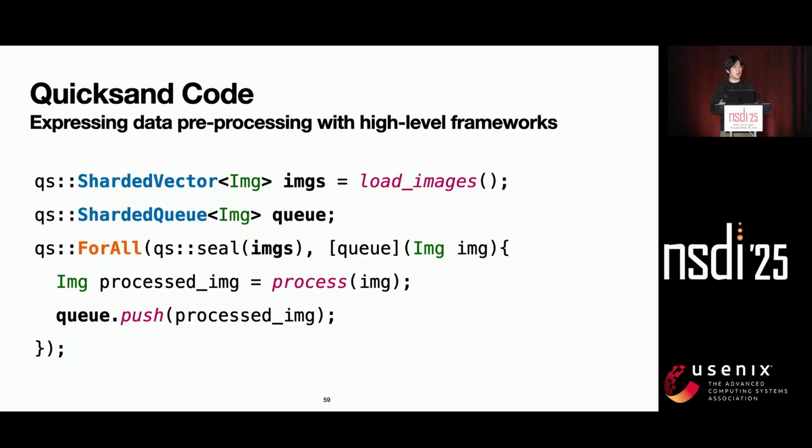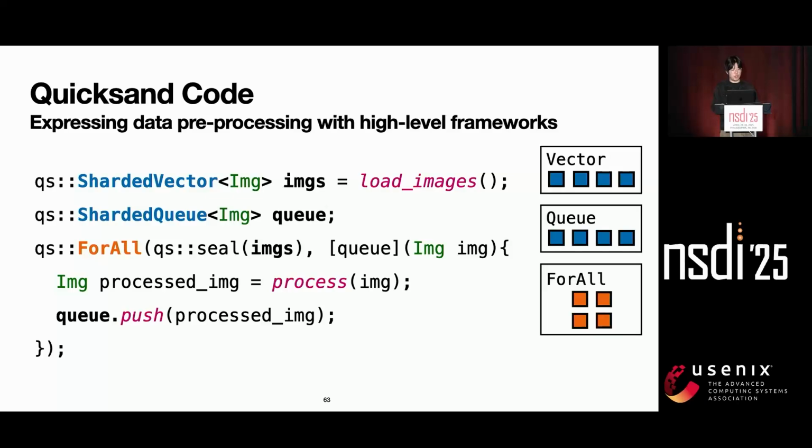Realizing this pipeline in Quicksand requires only a few lines of code. The first line loads unprocessed images into a sharded vector. The second line creates a sharded queue, and the rest of the code processes each image and enqueues them into the sharded queue. The queue is consumed by GPU servers, which is not shown in the code snippet here. This style of programming feels similar to programming with C++ standard library APIs. However, it disguises the fact that Quicksand automatically decomposes the application into memory and compute proclets under the hood.